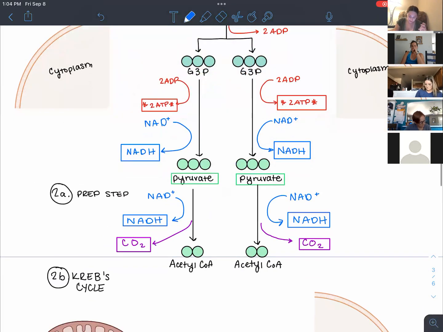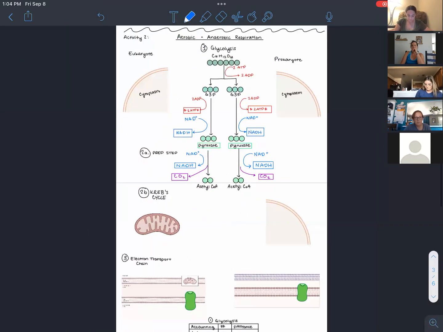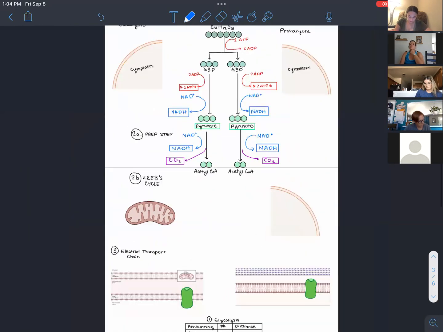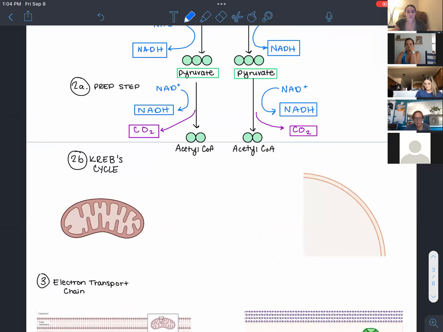Okay, so now I have my acetyl-CoA. And what is my acetyl-CoA going to go to? Mitochondria, if we're in a eukaryote. Okay. And if we're in a prokaryote, where is this going to happen? In the cytoplasm. Okay, so the Krebs cycle.